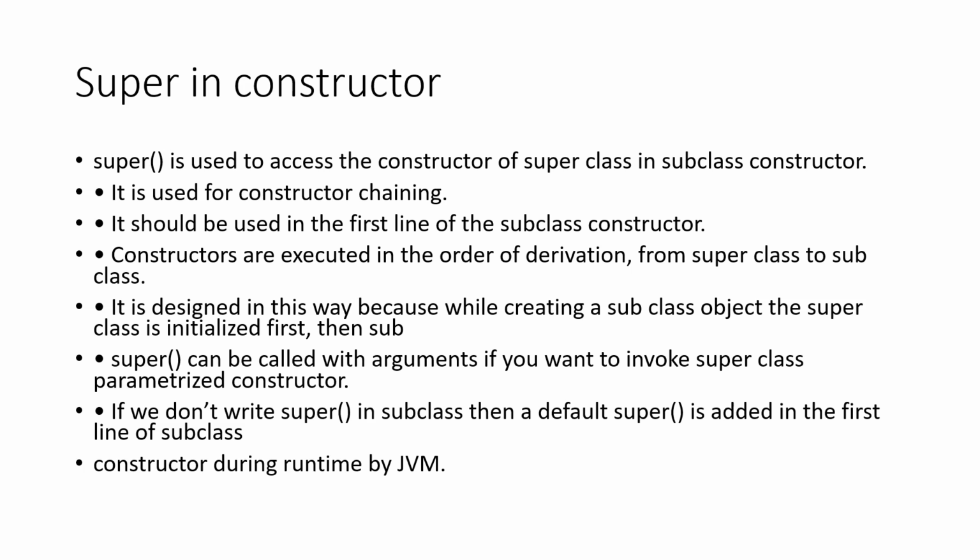Super can be called with arguments if you want to invoke a superclass parameterized constructor. Remember, we can have a parameterized constructor, a different form of a constructor. In that case, you can call super with parameters. If you don't write super in the subclass, the default super will be added by the JVM.